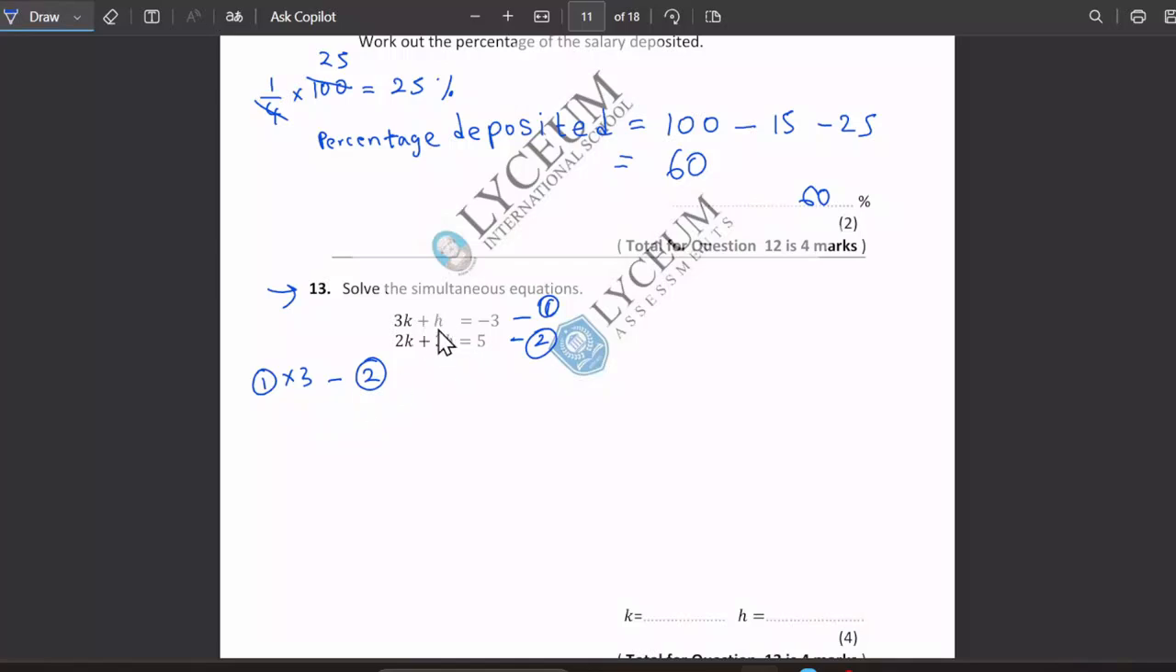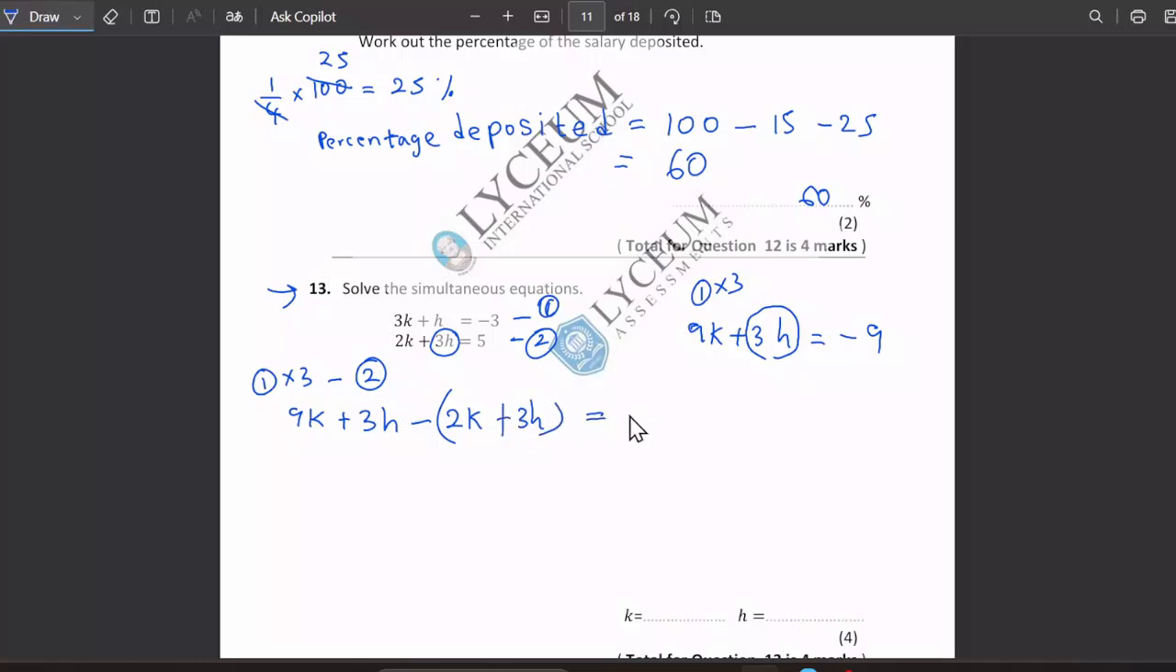After multiplying 1 by 3, we get 9k plus 3h equals minus 9. This is what we get after multiplying 1 by 3. Now if we subtract, this thing will cancel out with this. That's what we are going to do. So 9k plus 3h minus 2k minus 3h, so that we can write as this.